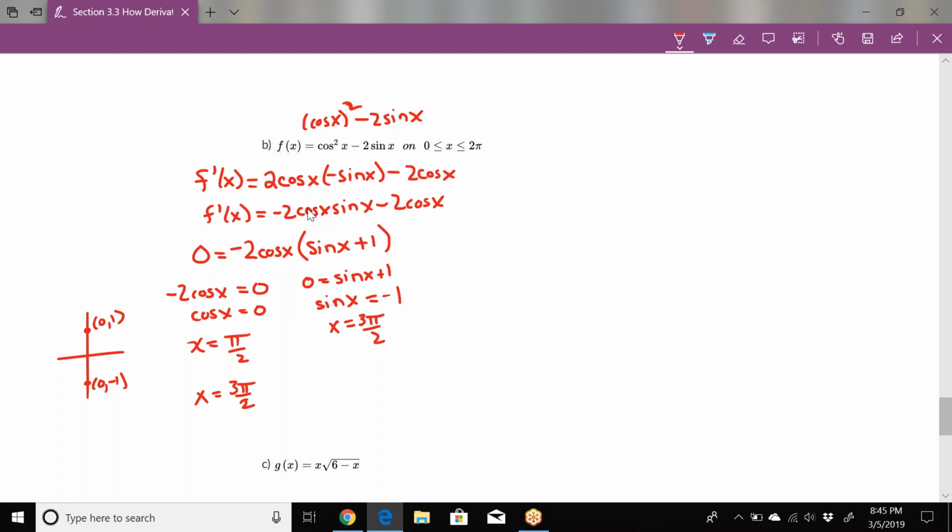So let's look at our first derivative. Check. So remember, I like to put pi over 2 here. It's the smaller of the two, then 3 pi over 2. These are our intervals then.